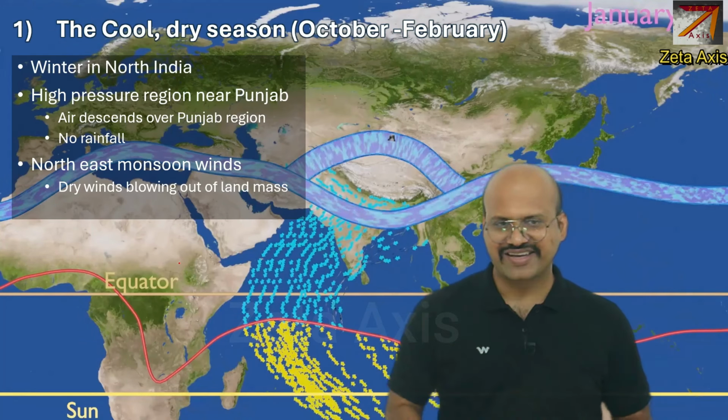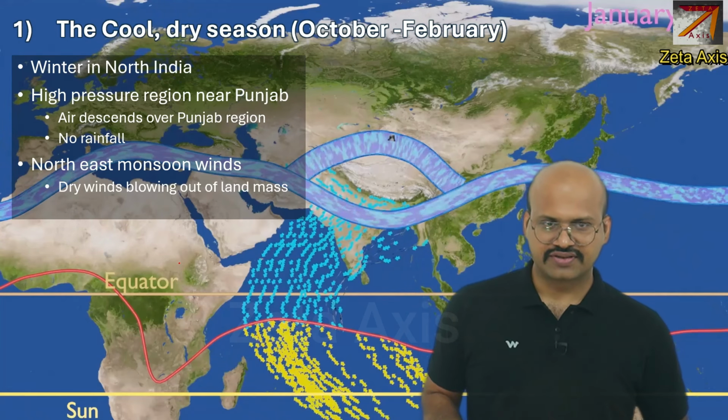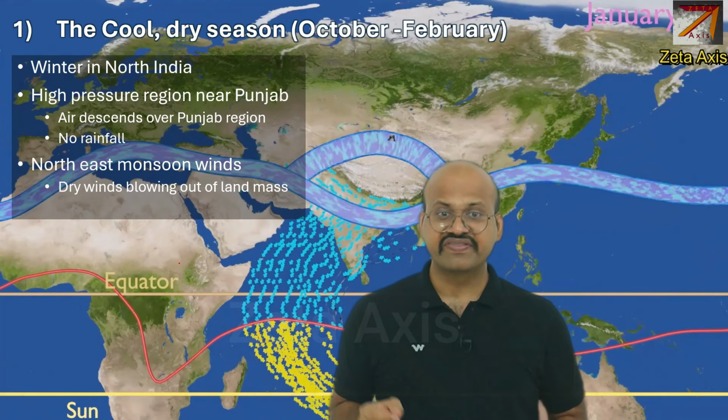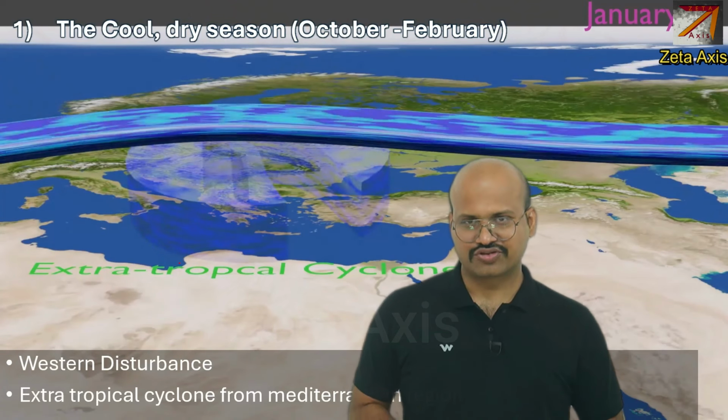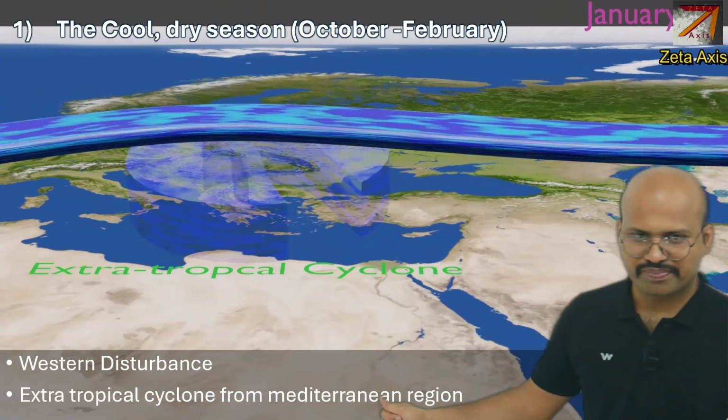They do not carry any moisture. They do not give much rainfall. There are certain exceptions, but in general terms, they do not give rainfall. Now, we were talking about certain exceptions. The first is the western disturbance, which is experienced in northern India. These are extratropical cyclones from the Mediterranean region.